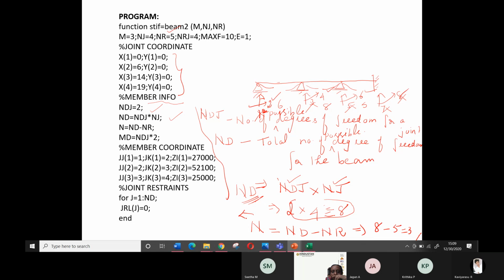N is the degree of freedom, DOF, as we call it, available for the structure. Available for this beam. So it's correct only, no? I have put a tick mark over 2, 4, 6. So 2, 4, 6 means 3. That is the degree of freedom available. By the calculation, the computer will also calculate 8 minus 5 is equal to 3.